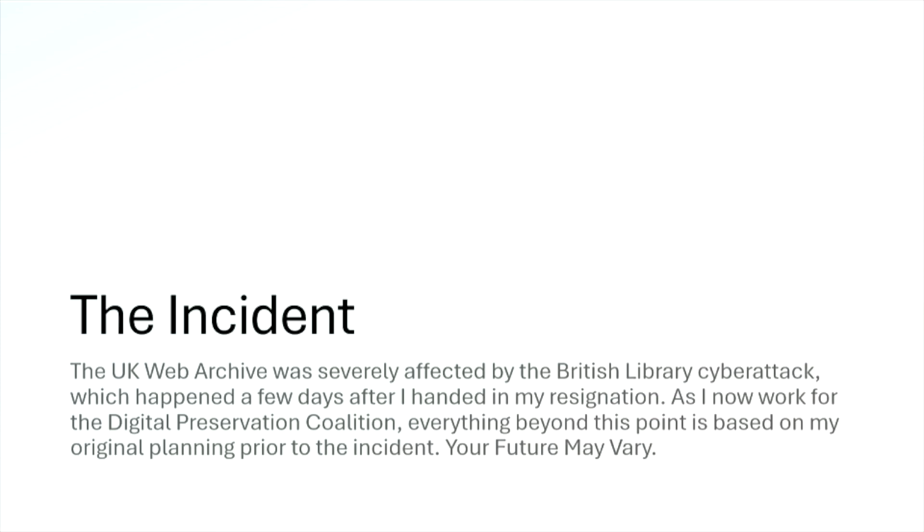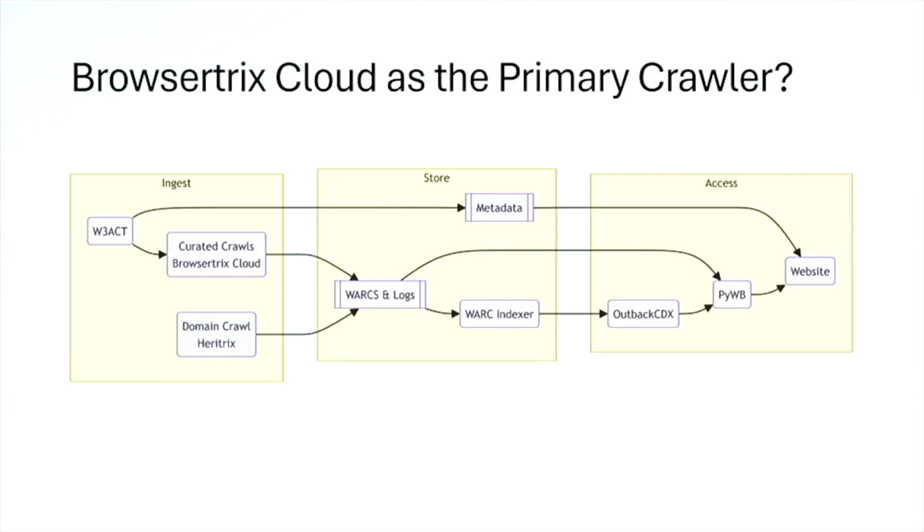But anyway, the web archive itself is severely affected by this, and so everything from now on is what I was expecting to plan on doing in that future, and your future may vary from that future. So the next step, beyond Browsertrix being this kind of add-on for special occasions, is: can we make it the frequent crawler? Can we make it the thing which does all the curated crawls, even if we don't throw the domain crawls at it? So what were the barriers to that?